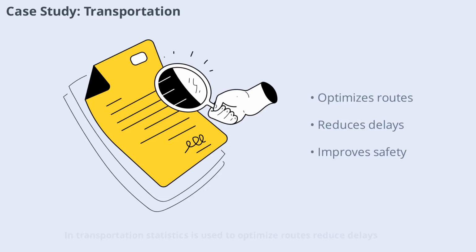In transportation, statistics is used to optimize routes, reduce delays, and improve safety. Data scientists analyze traffic data and predict demand using statistical models. This leads to more efficient and reliable transportation systems.